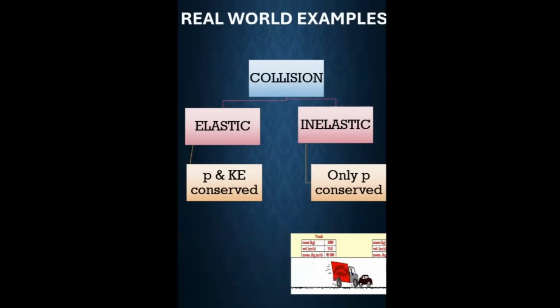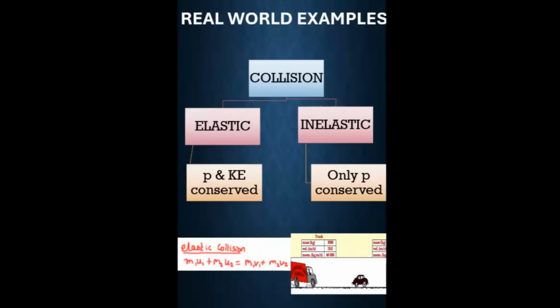Under elastic collision, the equation tells us that total momentum of two interacting bodies is the same before and after the collision, which means m1u1 plus m2u2 is equal to m1v1 plus m2v2.